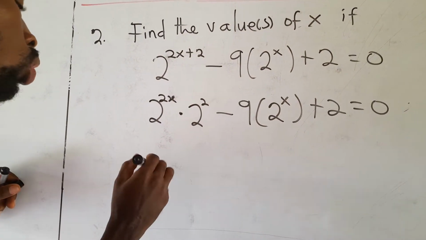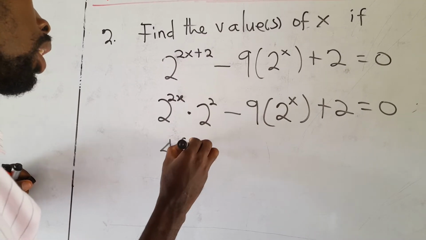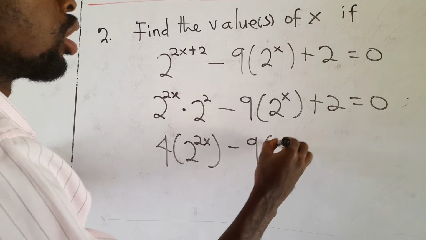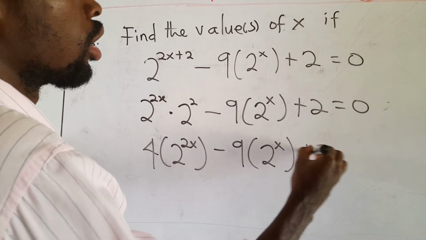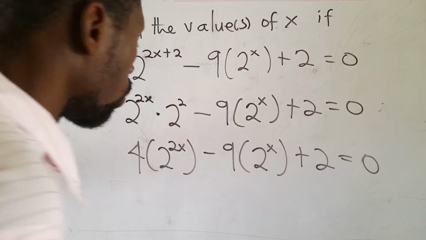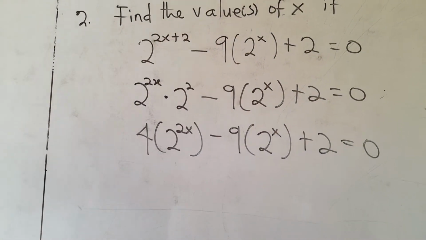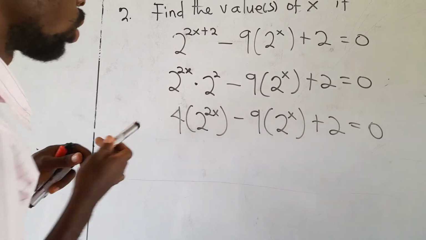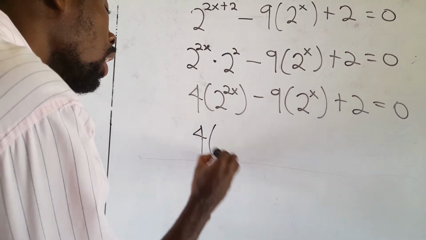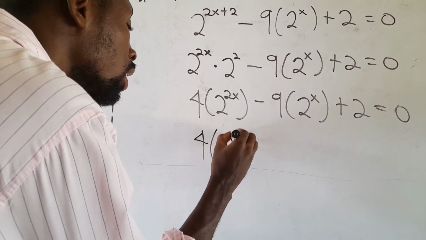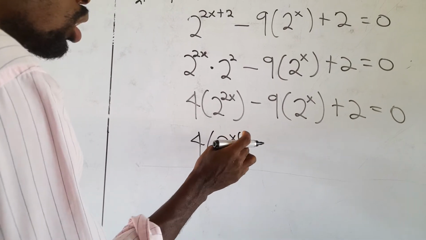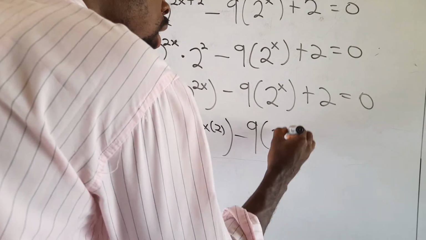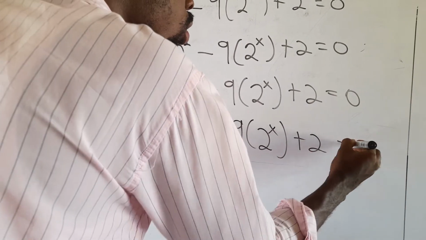That's 2 times 2. We can have 4 bracket 2 exponent 2x minus 9, 2 exponent x plus 2, it will be equal to 0. What next? We rewrite this to look like this. So we have 4 bracket 2 exponent x squared. This is the same as that. Minus 9 bracket 2 exponent x plus 2 equal to 0.